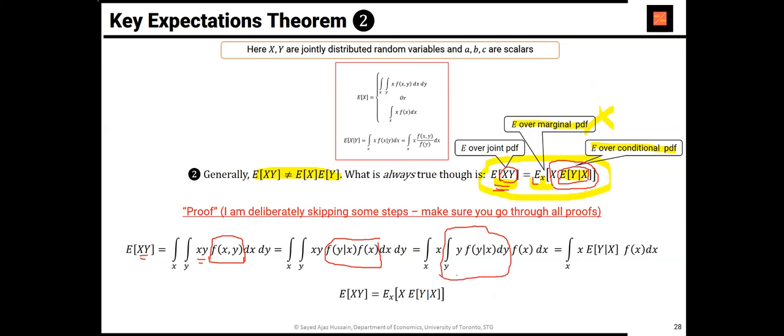Take a look at this right here. Voila. Take y times the density of y given x.